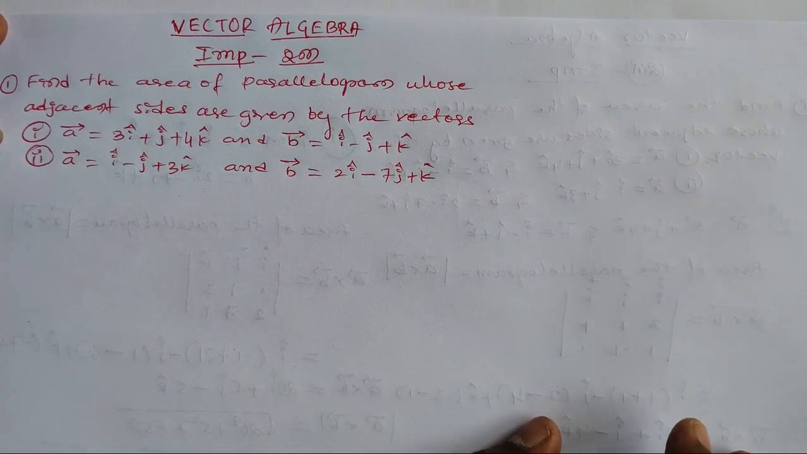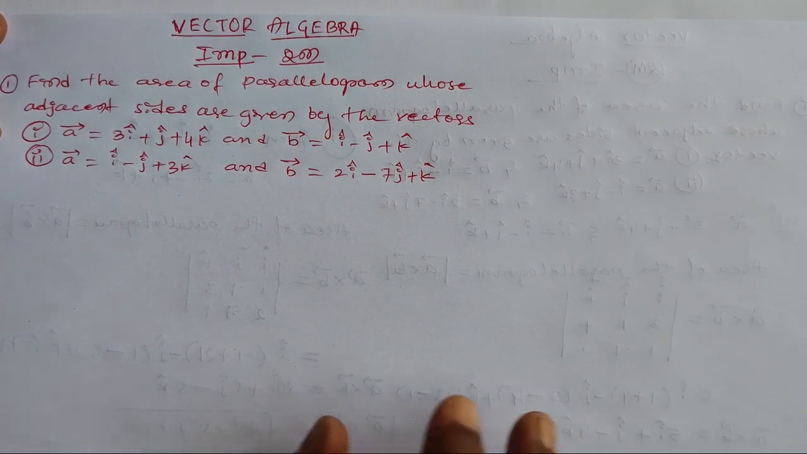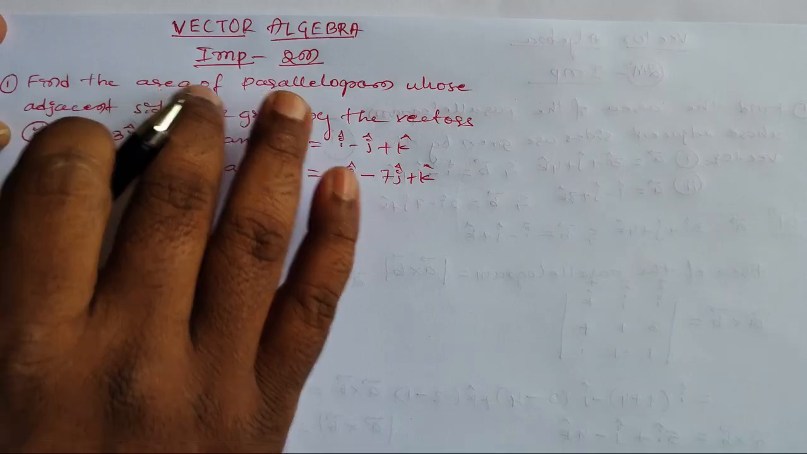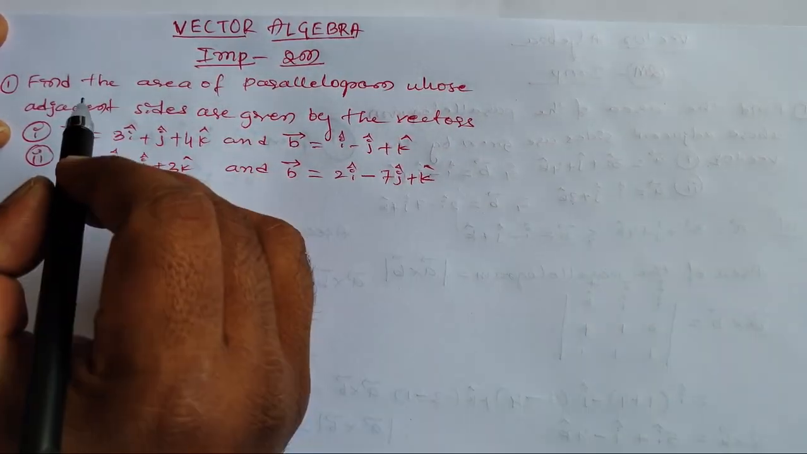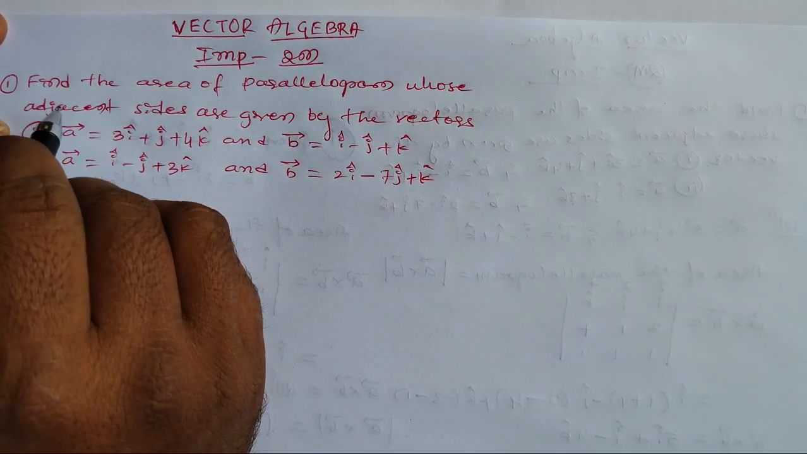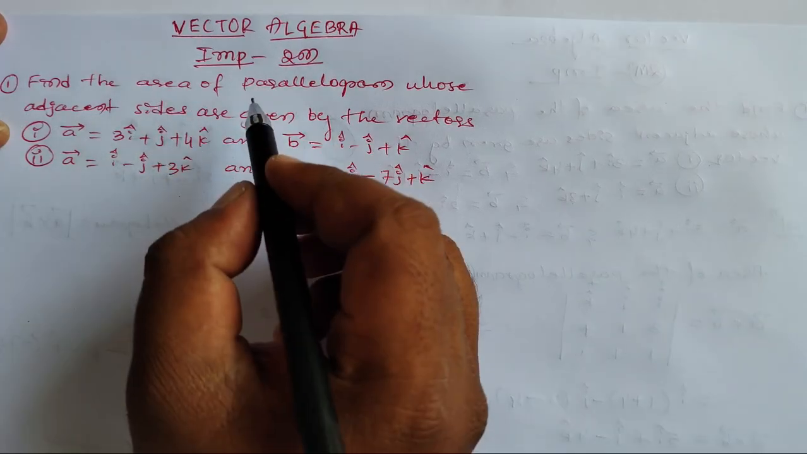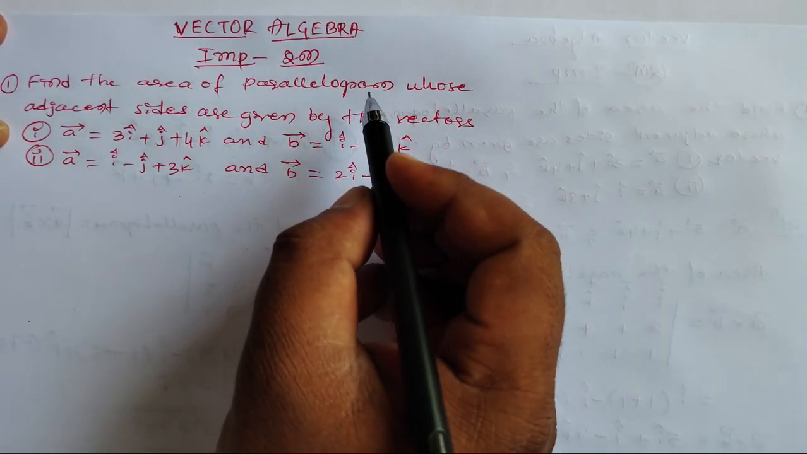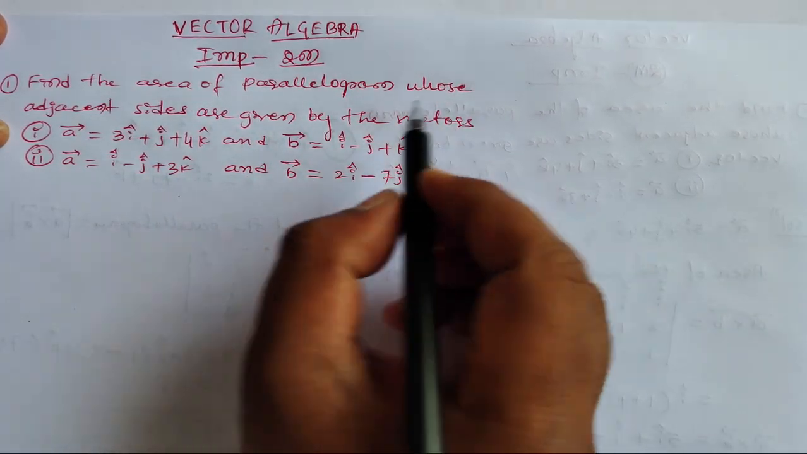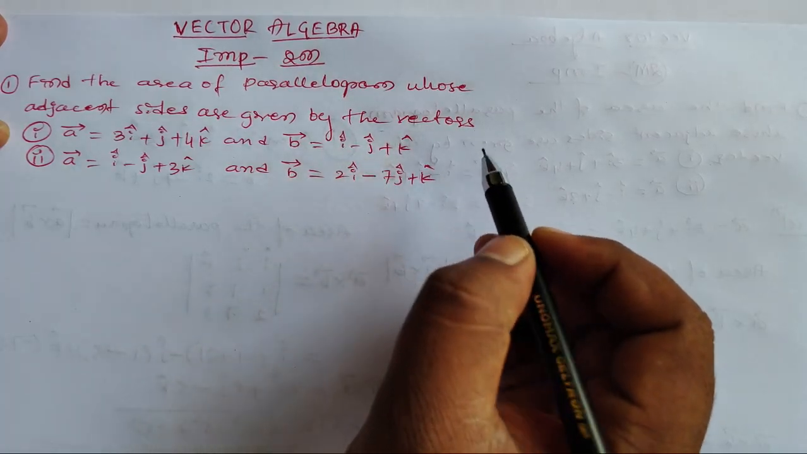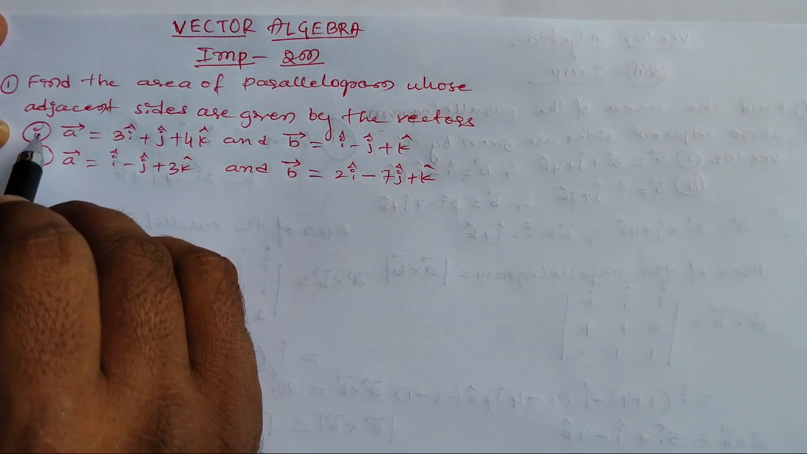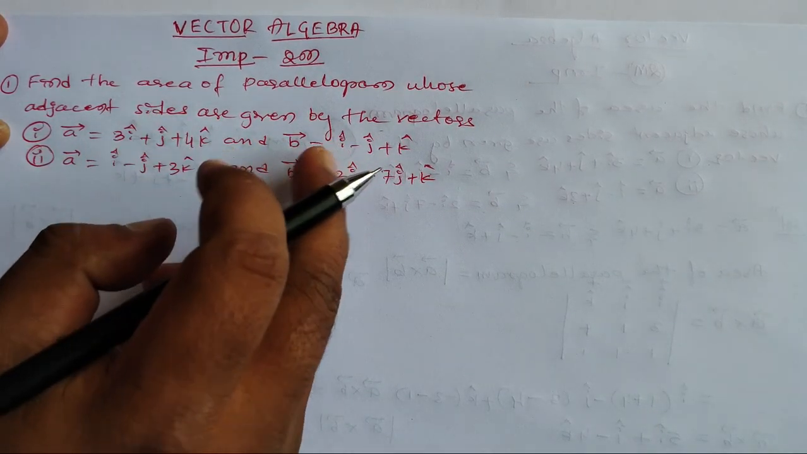Okay, next chapter, vector algebra. 2 marks important question. Okay, first question, find the area of the parallelogram whose adjacent sides are given by the vectors. Okay, so two problems are given here, a similar problem, I have written it on one side.